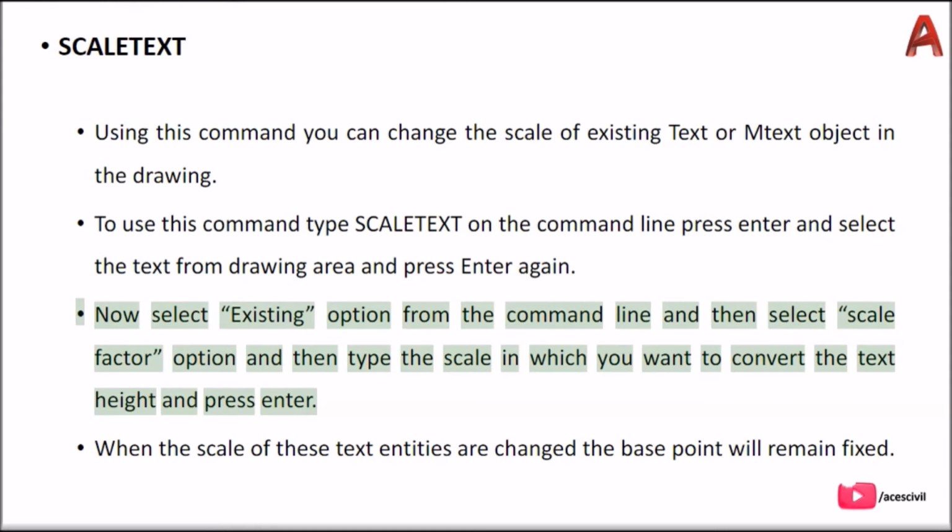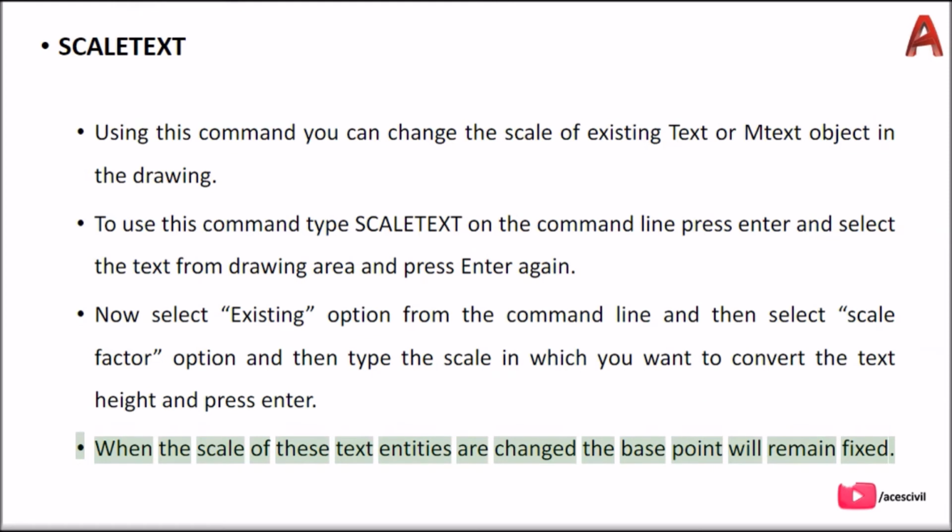Now select the existing option from the command line and then select the scale factor option and then type the scale to which you want to convert the text height and press enter. When the scale of these text entities is changed, the base point will remain fixed.